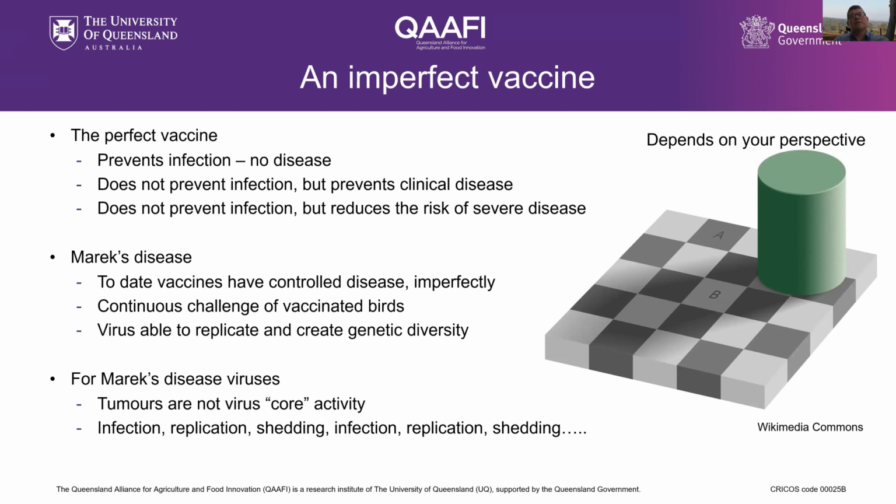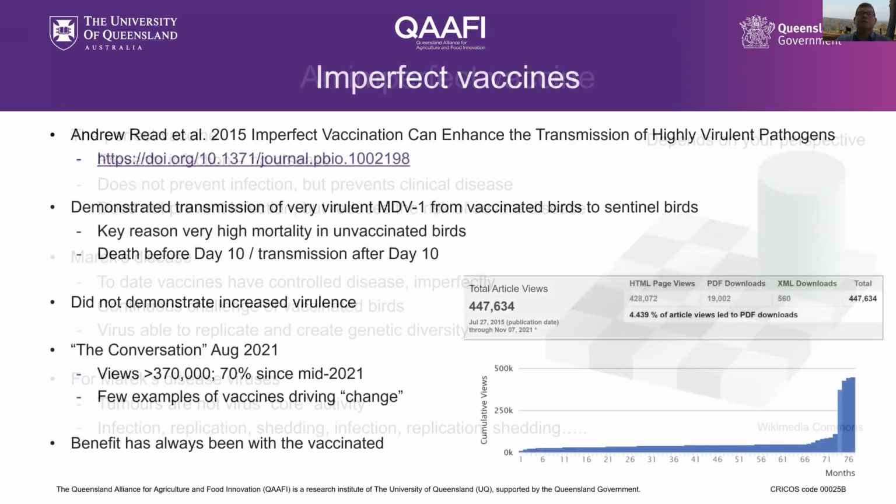This continuous cycle of vaccination and infection enables the virus to create genetic diversity, and that diversity then has the potential to overcome the protective effects of vaccination. Because, as I said before, the core activity of Marek's disease virus is not tumours, it's infection, replication, and shedding, and that's what our vaccines are enabled to do.